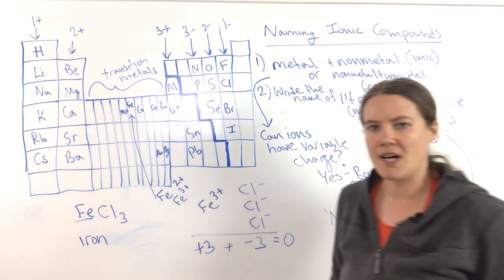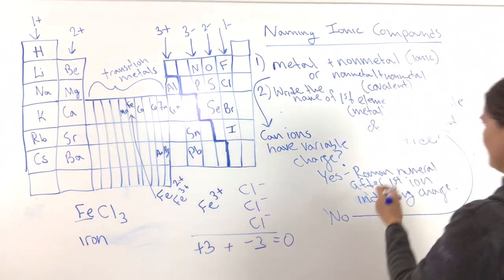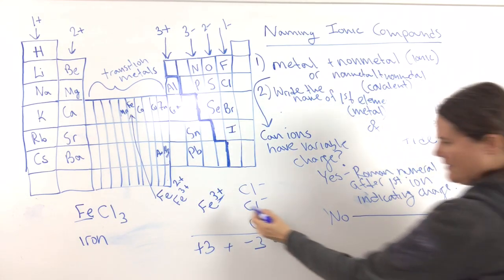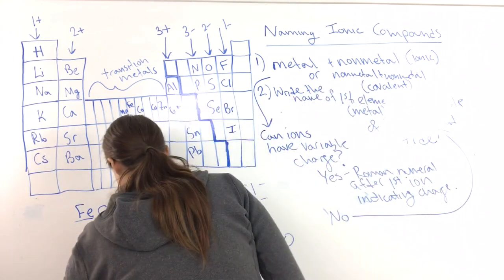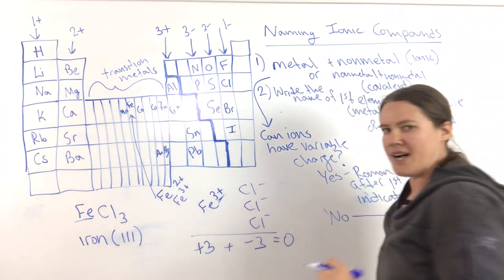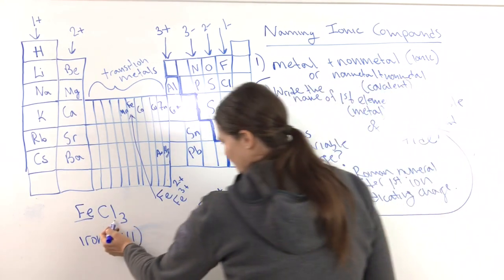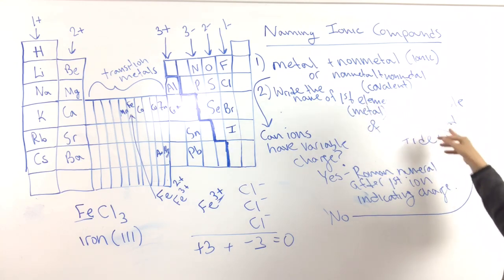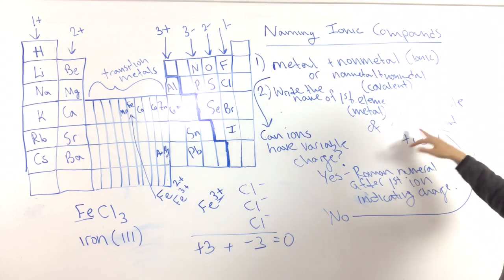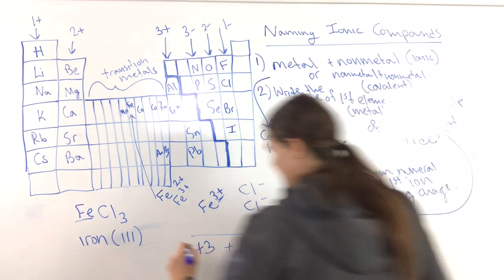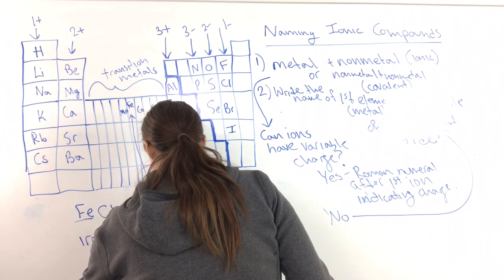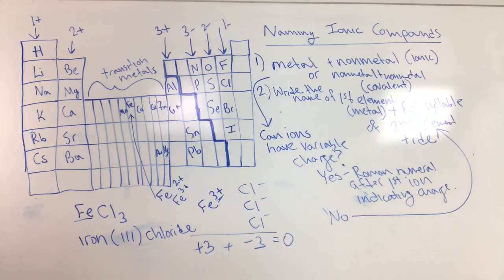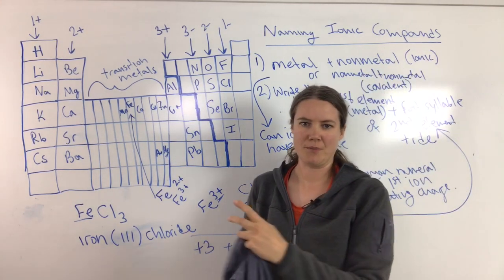And since we're dealing with variable charges, we know that we need to put the charge of iron in Roman numerals here. So that would be 1, 2, 3. So we have iron 3, and then we have chlorine, and we go back to this rule where we have the first syllable of the second element plus "-ide". So this would be iron 3 chloride.